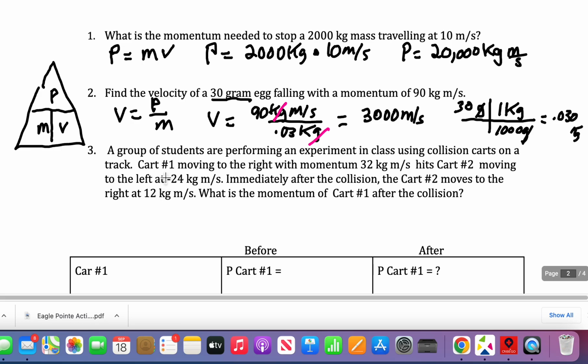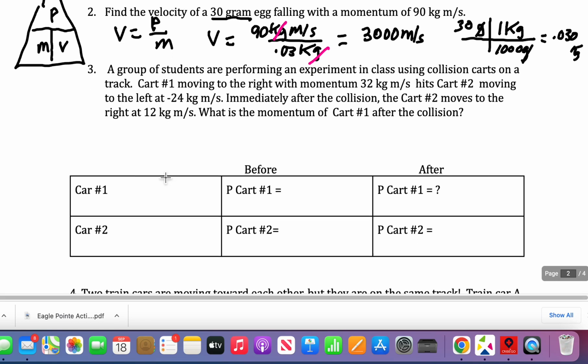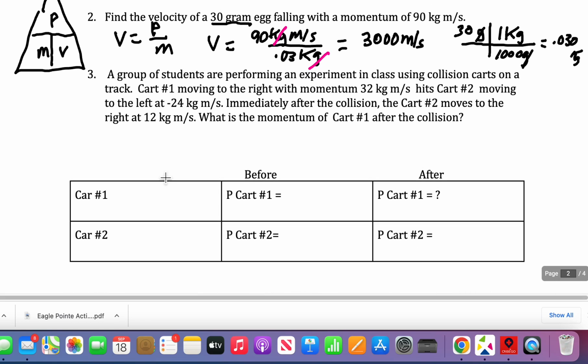So a group of students, they have this car with collision carts on a track, and one car is moving to the right with a momentum of 32 kilogram meters per second. Okay, so we'll call that cart 1. So 32 kilograms meters per second. Hits cart 2. Cart 2 is moving to the left. And because it's going to the left, we're going to assign a negative momentum to that because it would have a negative velocity, which leads to a negative momentum.